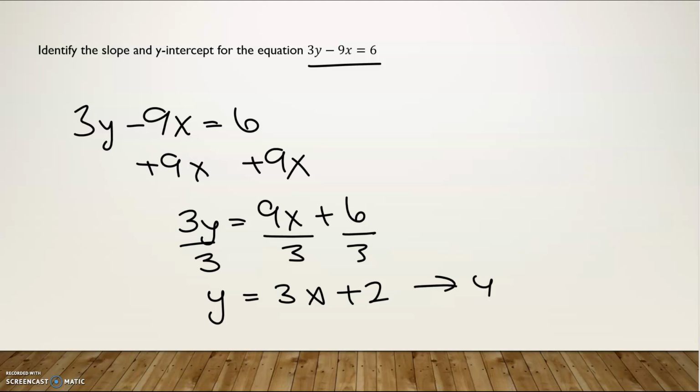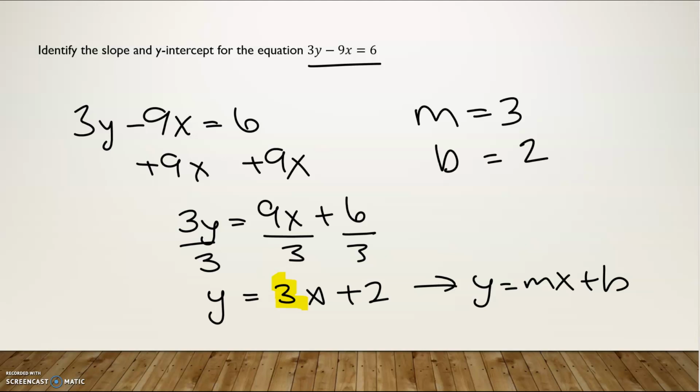Now this is in y is equal to mx plus b format. So the number right in front of the x is going to be our slope. So m is 3, and our y-intercept is going to be 2. Now if you want to put that into an ordered pair, it would be (0, 2).